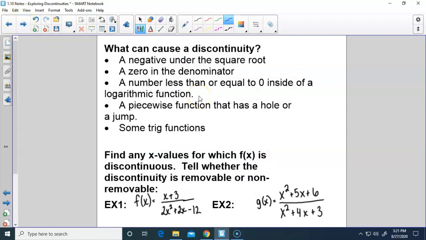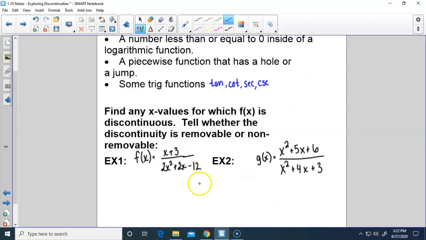So what can cause a discontinuity? There are several things that can cause a discontinuity. A negative under the square root is going to give you a discontinuity. A 0 in the denominator of a fraction. A number that's less than or equal to 0 inside of a logarithmic function. A piecewise function that has a hole or a jump in it. And some trig functions are going to give you discontinuities, such as tangent, cotangent, secant, and cosecant. Those all have discontinuity. Sine and cosine are continuous.